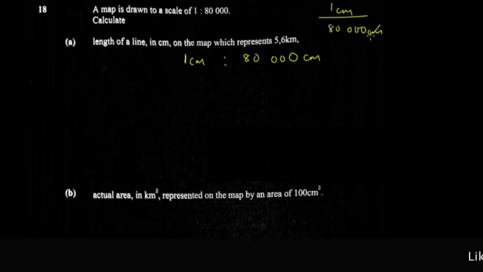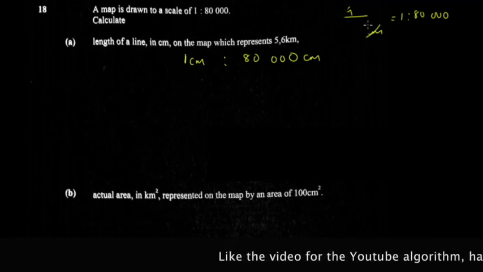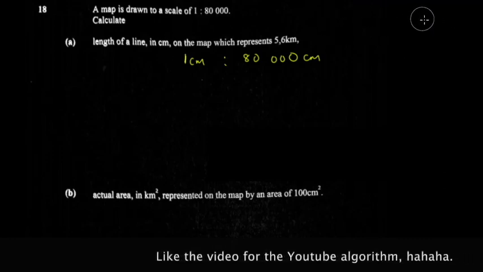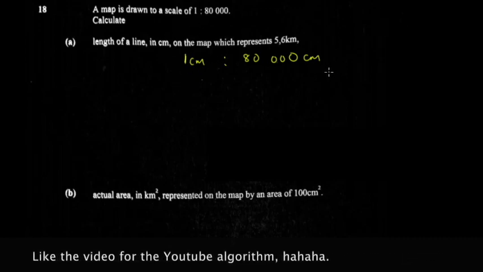What will have happened here is that, let's say you have 1 centimeter over 80,000 centimeters. These centimeters cancel. This is how you end up with 80,000. Okay, 1 is to 80,000. It's also the same thing if it were kilometers. It's also the same thing if it were meters. So you're very free to write whatever units that you want here.